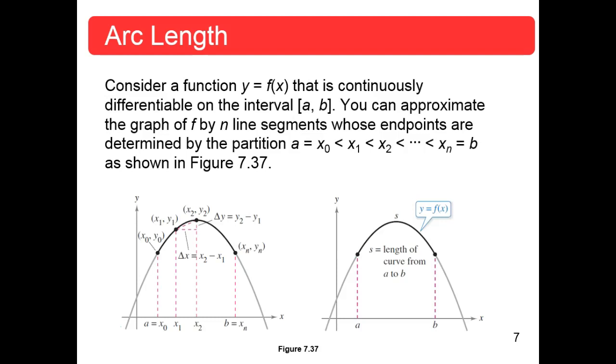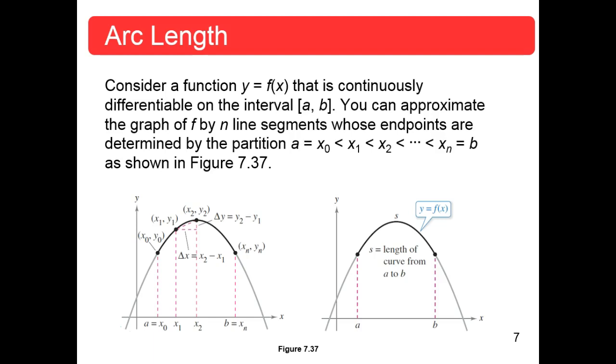So let's consider a function y equals f of x. It looks like one to me. That is continuously differentiable on the interval a to b. Here we're going a to this b, so just this portion right here. You can approximate the graph of f by n line segments. The first one you hardly can see. There's the second one. There's the third one. Well, they didn't draw these two, that's why you can't see them. They just drew one of them.